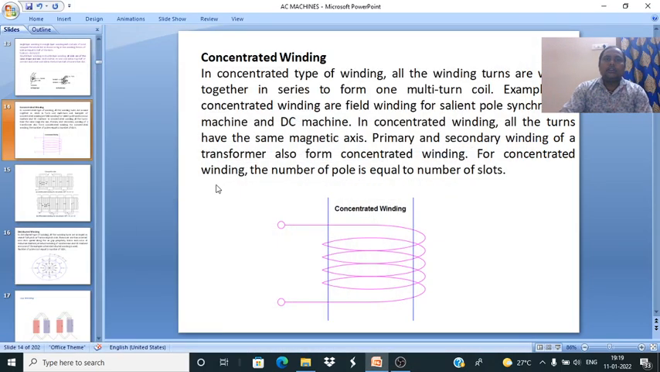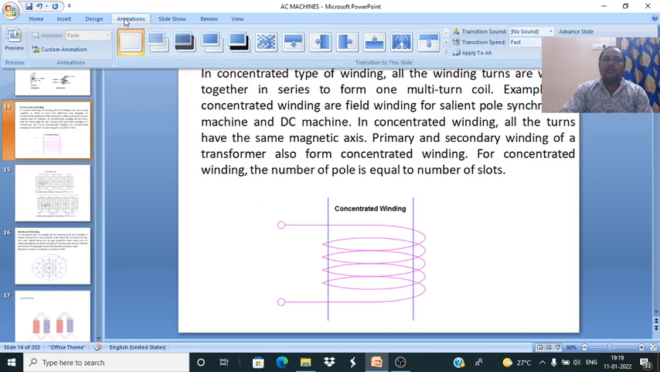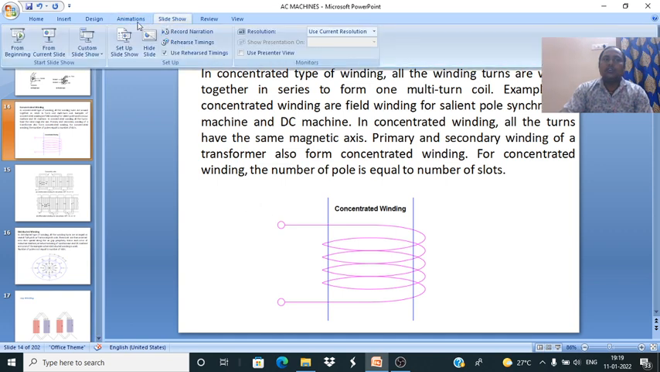So, concentrated winding. What is meant by concentrated winding? There are two types of windings, concentrated and distributed winding. Depending upon the application, we use concentrated or distributed. The concentrated type is mainly used in transformers, and distributed windings are used in alternators and induction machines.